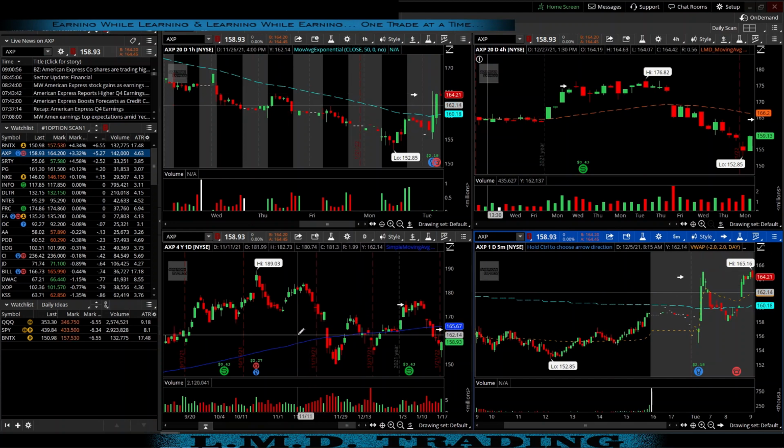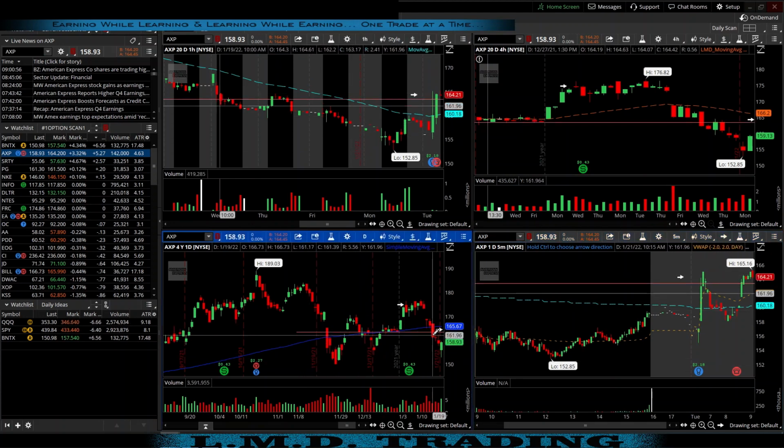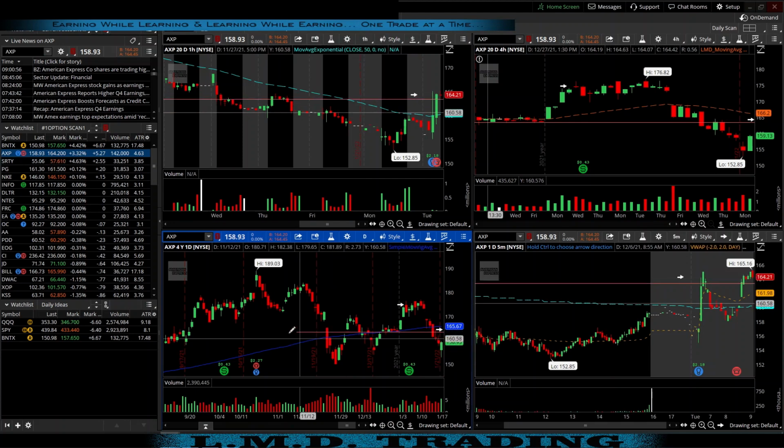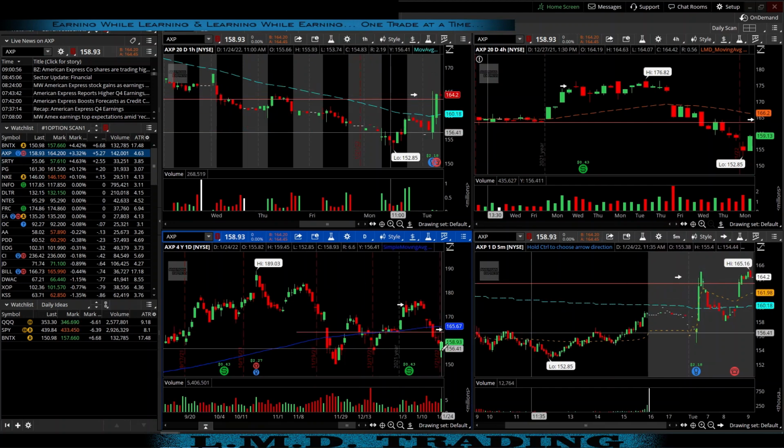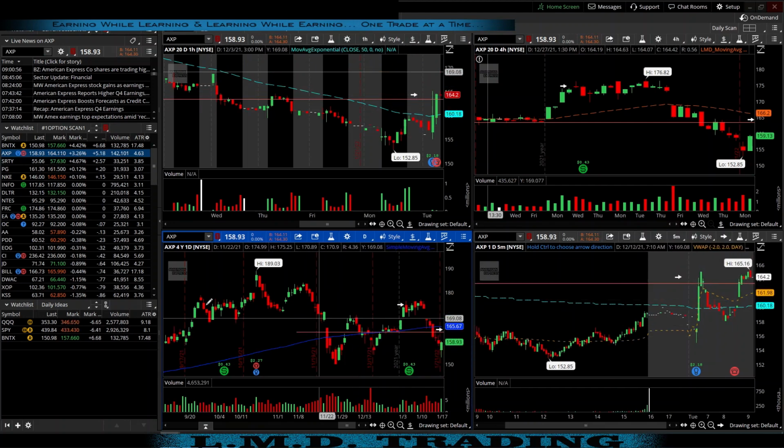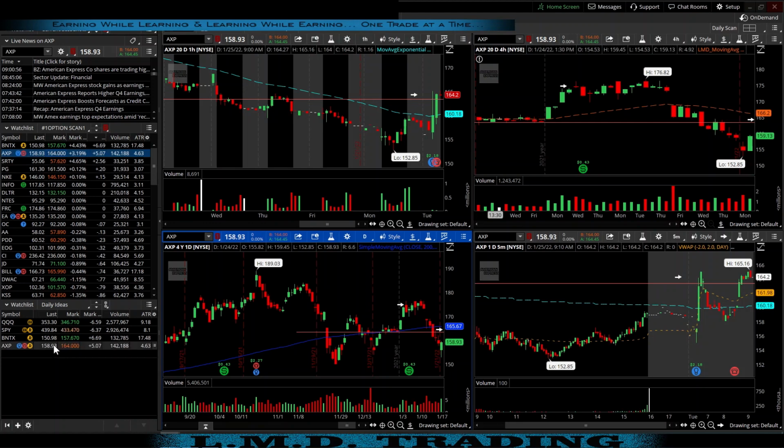This one is gapping up pretty good, and it's gapping right into the 200. So this one here, American Express, could bounce off of this 200 and get pushed back down, but I'll definitely keep an eye on that one. And it has an ATR of 463. So we'll add that one.